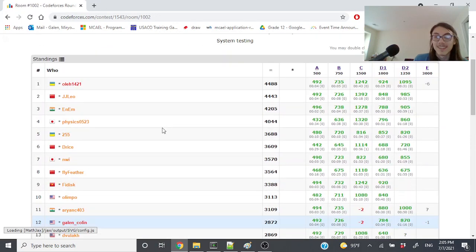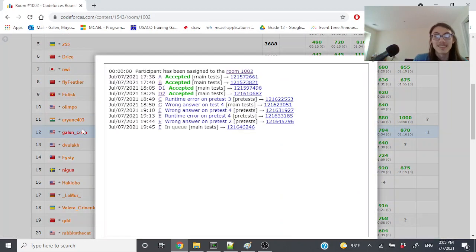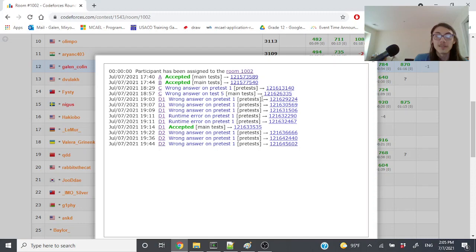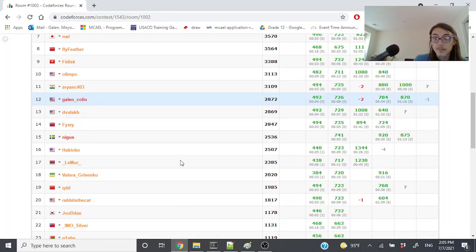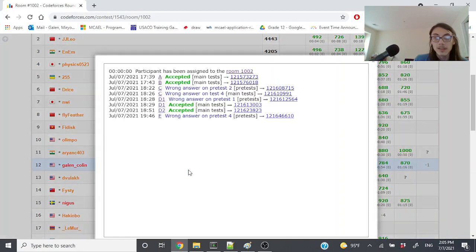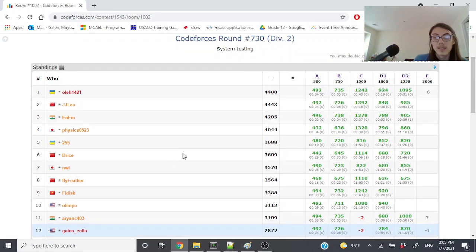How's their room? Yeah, this is horrible. Now someone else FST C. Or answer on test 4. Or answer on test 5. Ooh, got farther. Still can't see the tests. How long did this take? It was like 50 minutes, so it'd be 1,000 points.